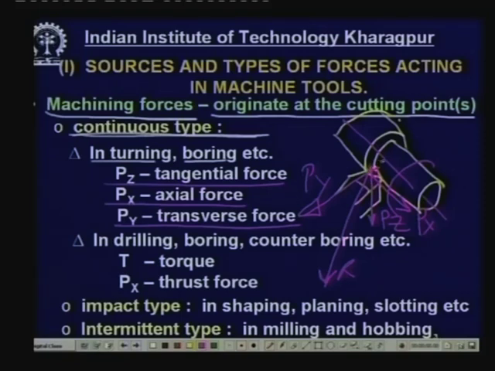Similarly, as a reaction to R, the action on the job will act in this direction, which will also have similar components, Pz, Px and Py on the job, and on the tool Pz, Px and Py.